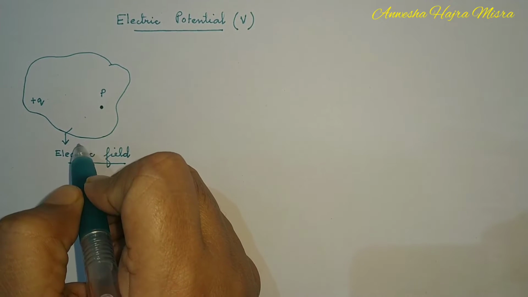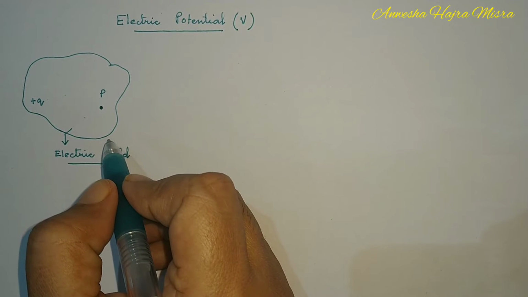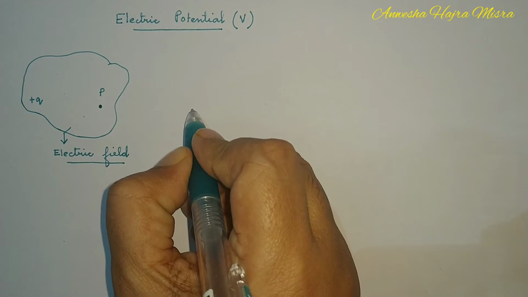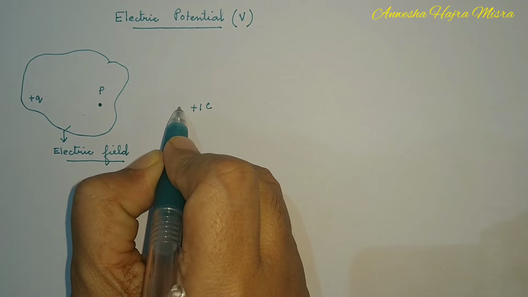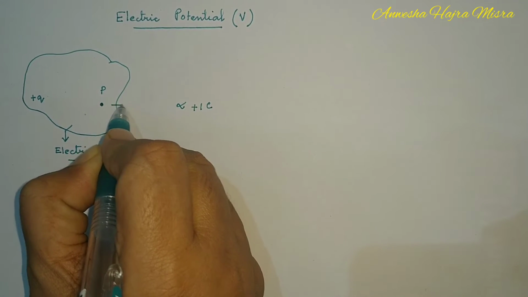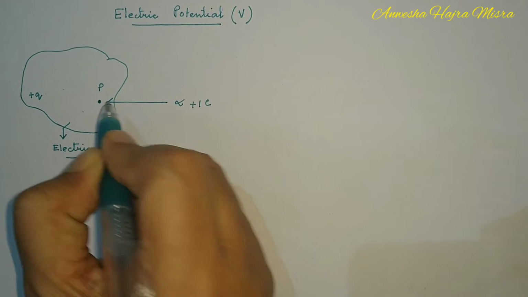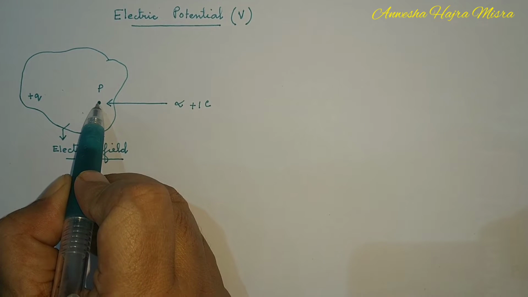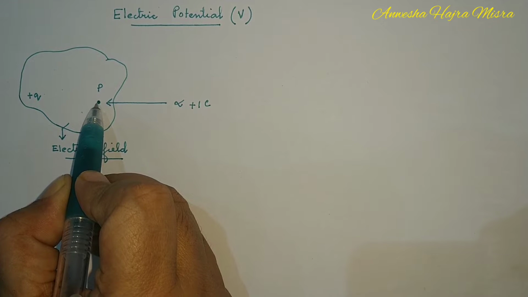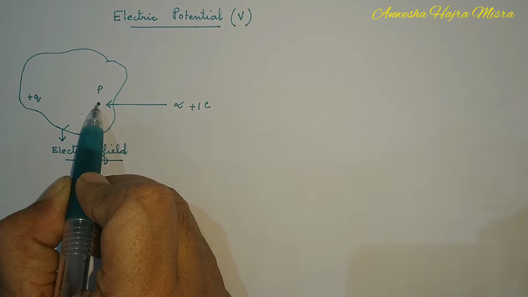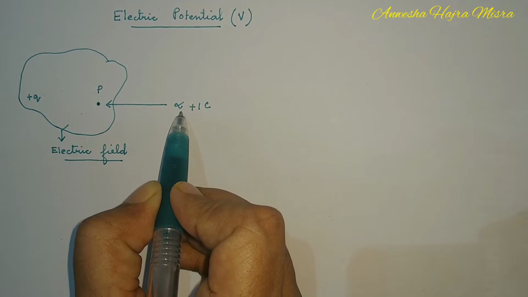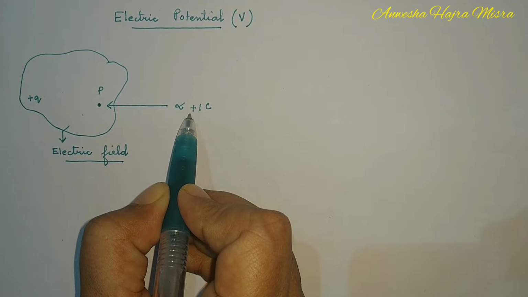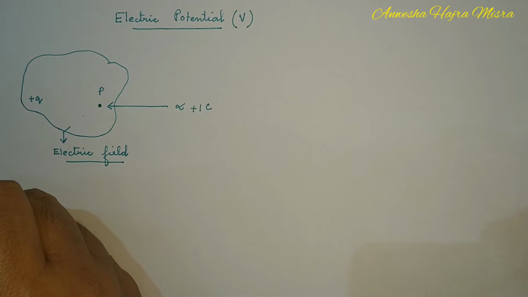Potential at a point in an electric field is the work done in bringing +1 coulomb charge from infinity to that point. So potential at a point in an electric field is the work done in bringing +1 coulomb charge from infinity, which is very far, to that point.